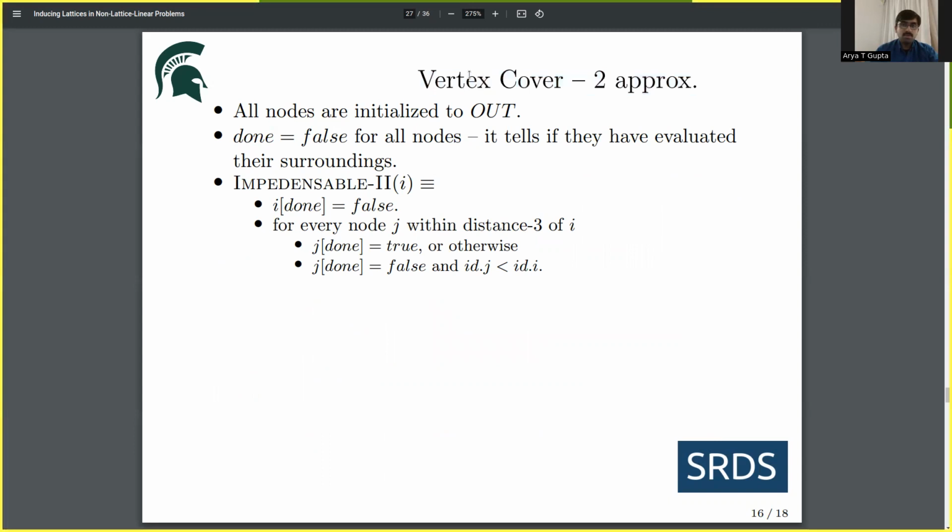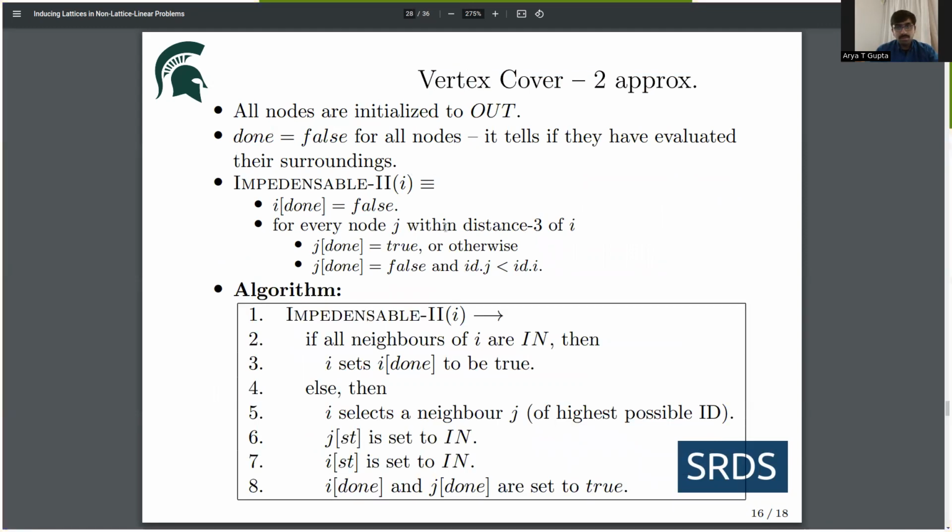We also have an algorithm for vertex cover, but in this case, we require a distance 3 tiebreaker to ensure that there is no race condition among the nodes as they execute.